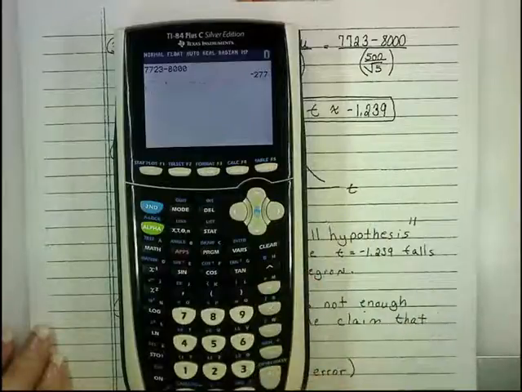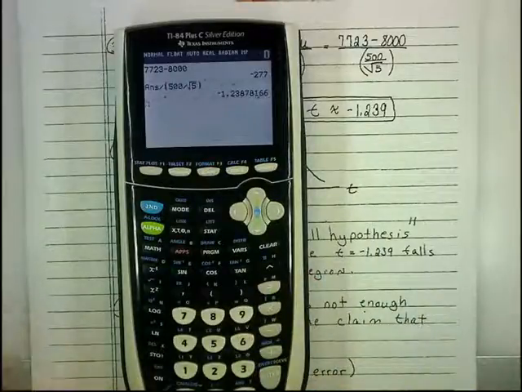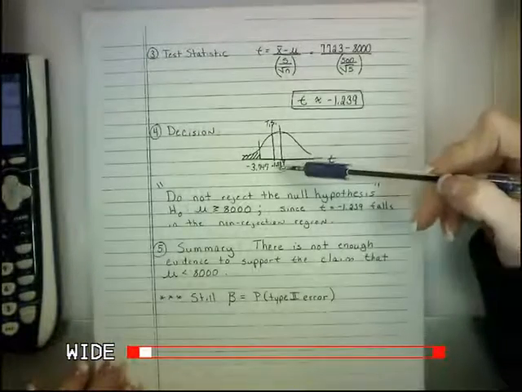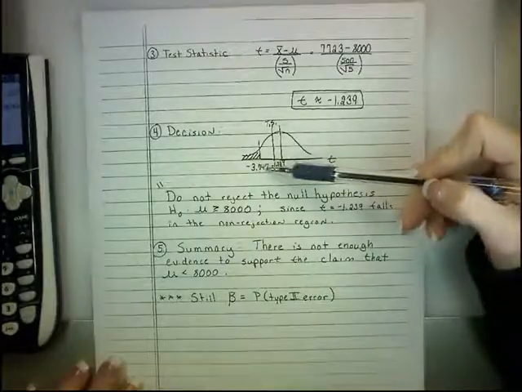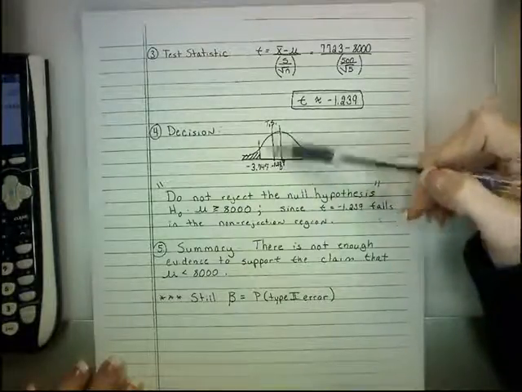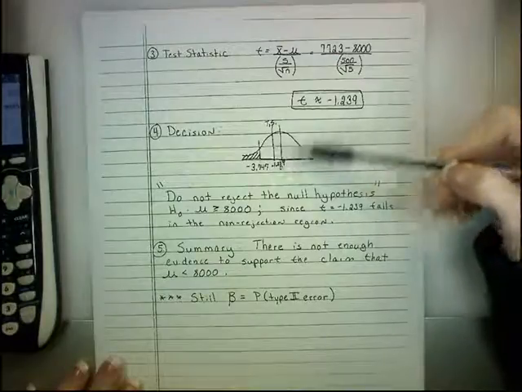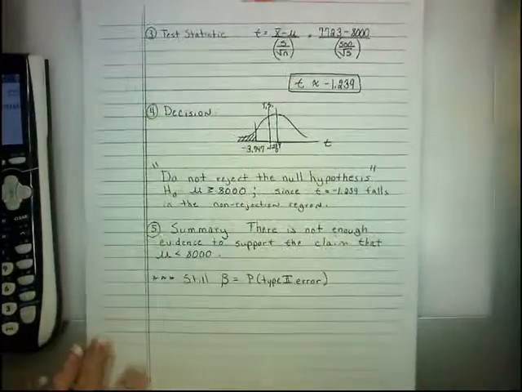Equal. You do need parentheses around 500 divided by the square root of 5. Negative 1.239 to 3 places accurately. Placing it in the picture, negative 1.239 is larger than negative 3.747. So it falls in the non-shaded, non-rejection, non-critical region. Do not reject the null hypothesis.